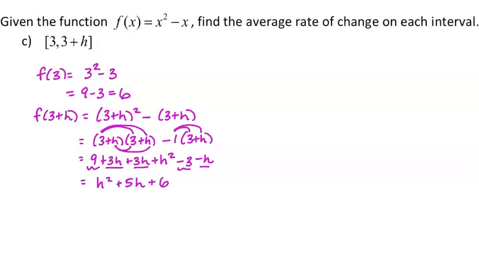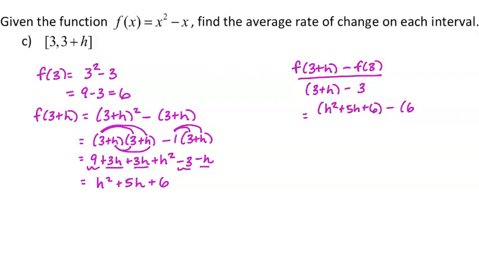So, coming to our average rate of change formula, we have f of 3 plus h minus f of 3, all over 3 plus h minus 3. Plugging in what we just found, we have h squared plus 5h plus 6 minus 6, all over 3 plus h minus 3. There are some like terms that we can combine. In the numerator, the plus 6 minus 6 will cancel out. In the denominator, the 3 minus 3 will cancel out. So we're left with h squared plus 5h all over h.